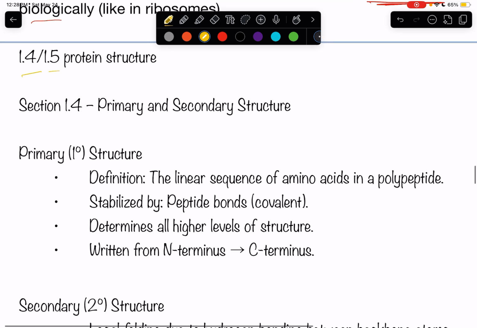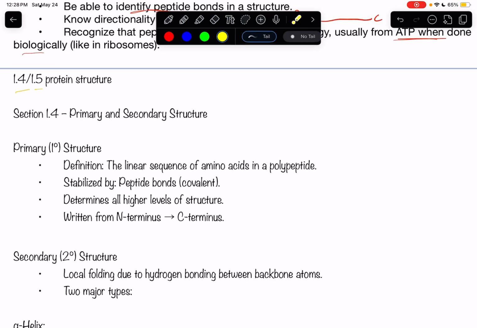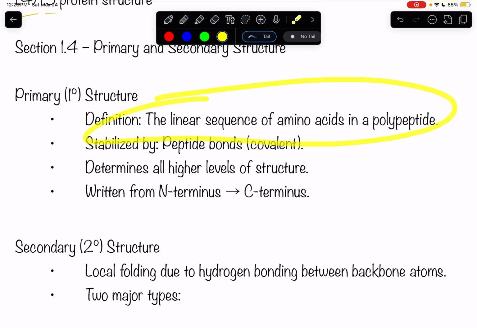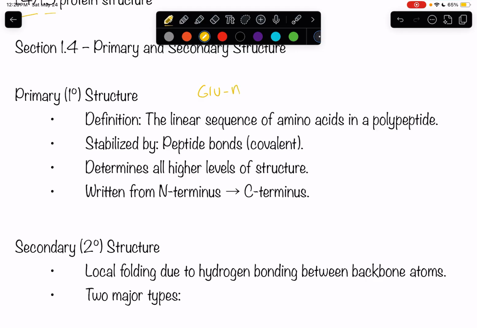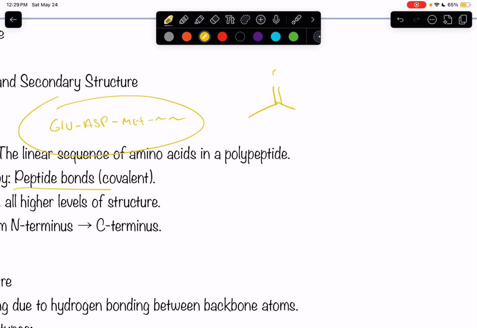So chapter 1.4 and 1.5 is all about protein structure. Section 1.4 focuses a lot on primary and secondary structure. The linear sequence of amino acids is primary structure. That means if we had something like GLU, ASP, MET, and so on and so on, this is your primary structure, okay? It is stabilized by peptide bonds, and a peptide bond would be something like this, and so on and so on.